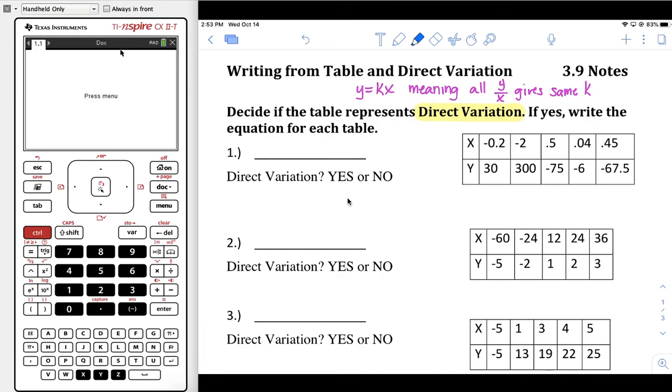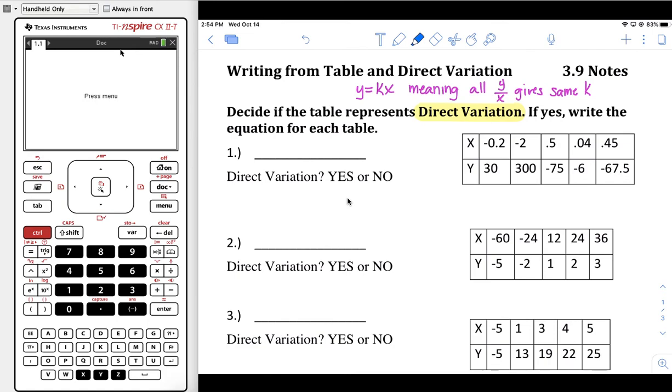Hey guys, we're back with the notes for 3.9, which is writing an equation from a table and deciding if it is direct variation. So the first thing I want to talk about is knowing what direct variation means. Can you please write the definition that you see in pink? Okay. Direct variation means that you have the equation y equals kx. You can think k and m are pretty much the exact same thing, but you'll notice that there's no b. That means that direct variation goes through the origin.